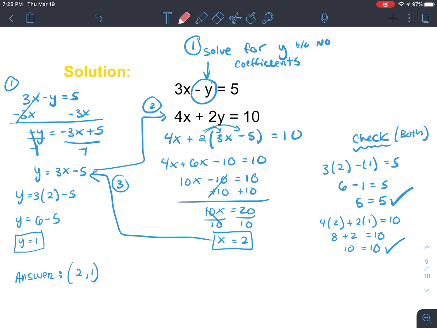Okay, so here's the solution. You want to solve for one of the variables. I chose this -y because it has a coefficient of 1 or -1. And that's done over here, and you can follow my arrows. So that was step 1. I took that, plugged it into step 2, found that x was equal to 2, and plugged that back in to find y was equal to 1, and I have my check over here.